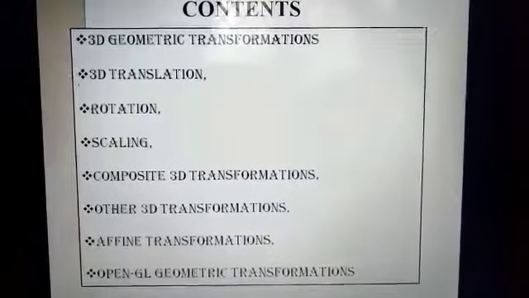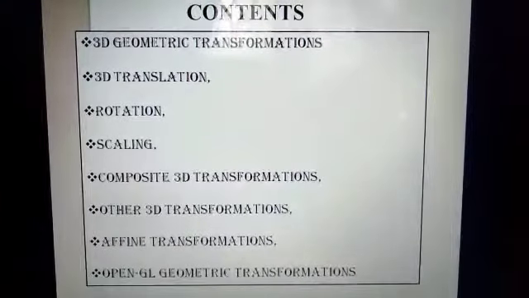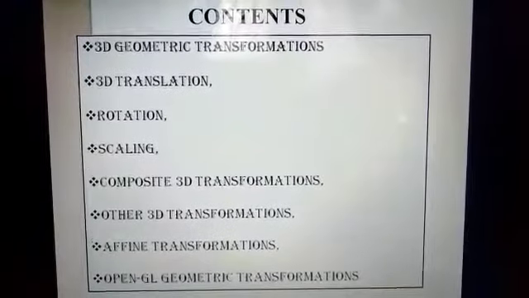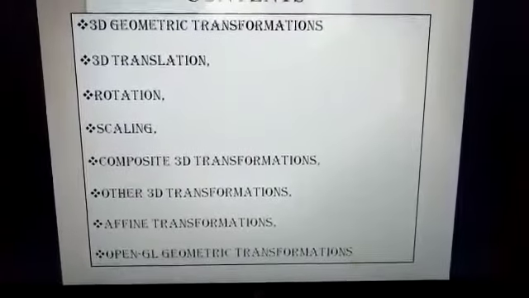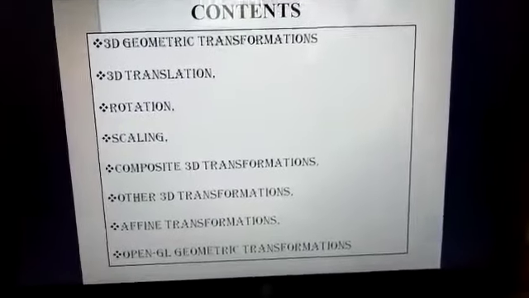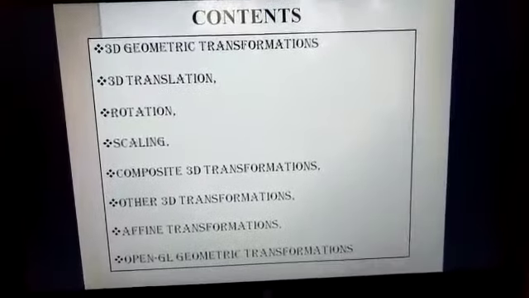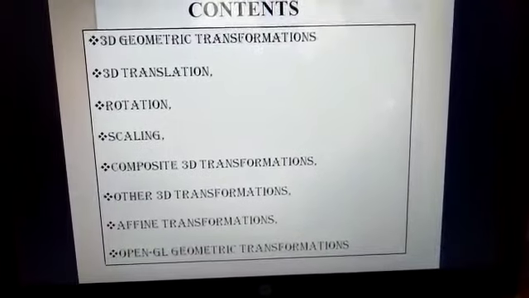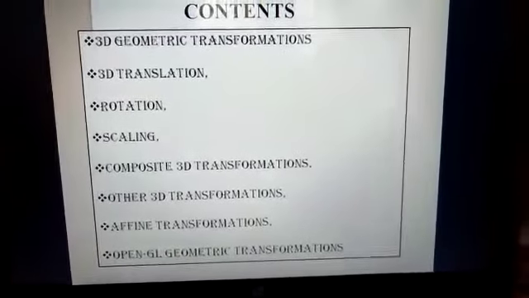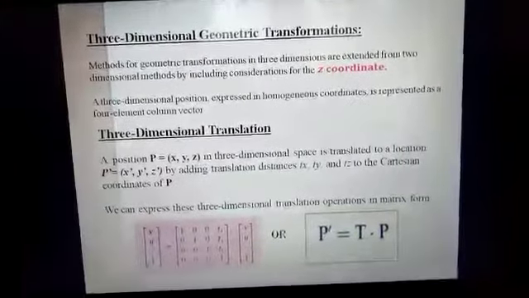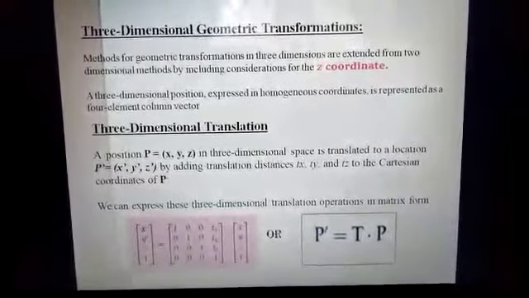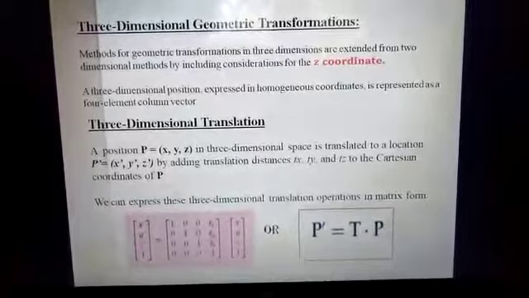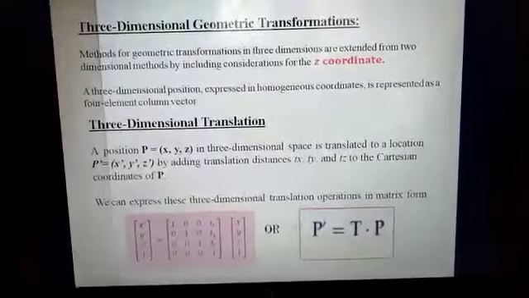Methods for geometric transformations in 3 dimensions are extended from 2-dimensional methods by including considerations for the z coordinate. A 3-dimensional position expressed in homogeneous coordinates is represented as a 4-element column vector. Thus, each geometric transformation operator is now a 4 cross 4 matrix which pre-multiplies a coordinate column vector.